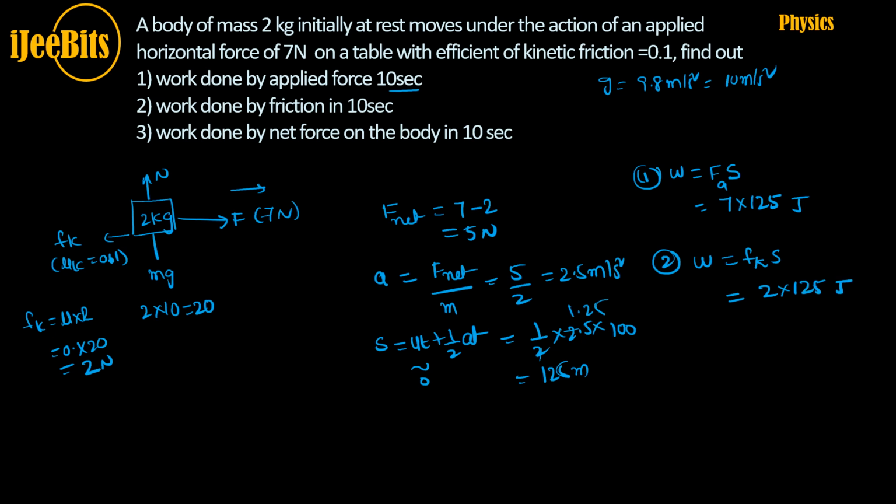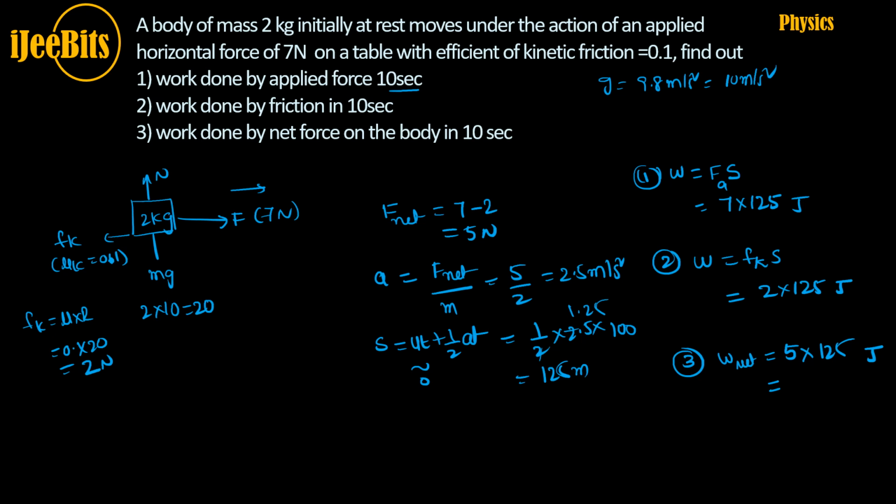So that is the work done by the frictional force. What is the third one? Work done by the net force. Net force is how much? 5 newtons. So W net equals 5 newtons into 125, and this is also in joules. This is how you should be able to solve these problems. Are you clear?